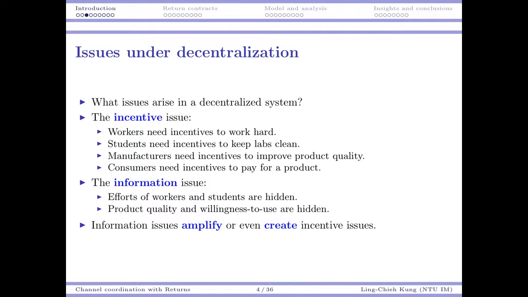So actually the first part is just the moral hazard problem introduced in the case. And the second part is the hidden information or adverse selection problem in the case you just read. In general, information issues amplify or even create incentive issues.